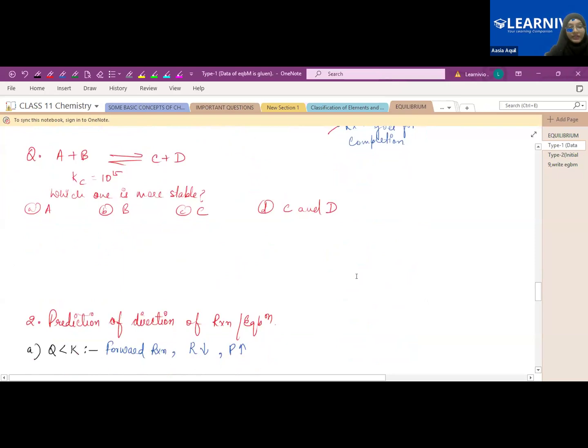Okay, suppose we have this question. A plus B gives you C plus D, and the Kc is 10 raised to the power 15. Now tell me which one is more stable, A, B, or C and D? Is it C and D? Okay, anyone?